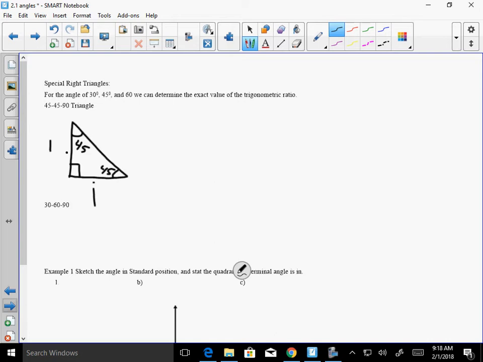Now let's say we wanted to find our hypotenuse. Because it's a 90-degree triangle, we can do that real quick using Pythagoras. So c squared just becomes 1 squared plus 1 squared. 1 squared plus 1 squared is just 2. So c squared equals 2, and if you square root both sides, c is just root 2.